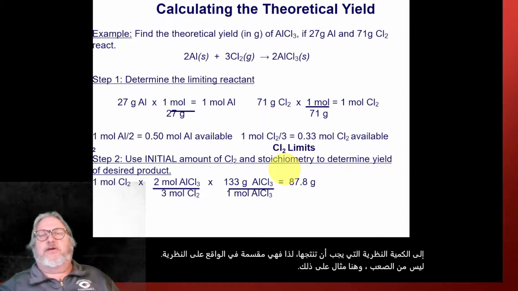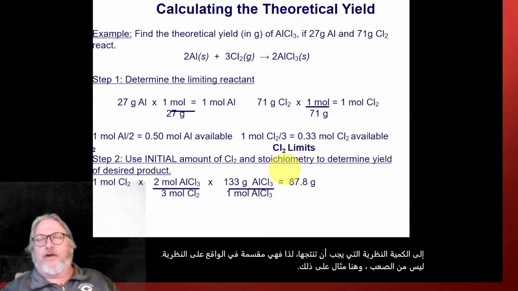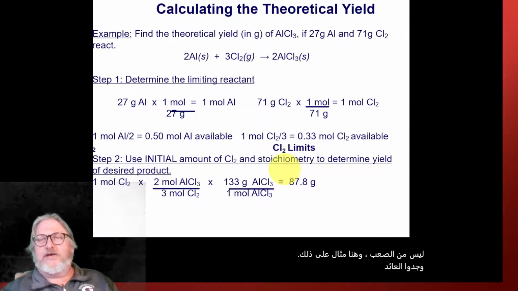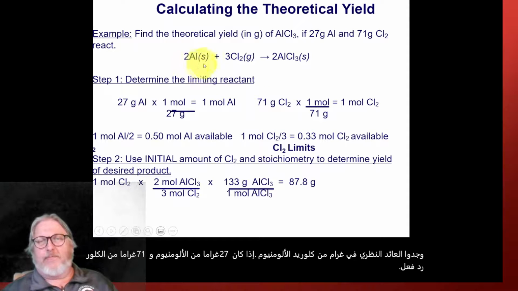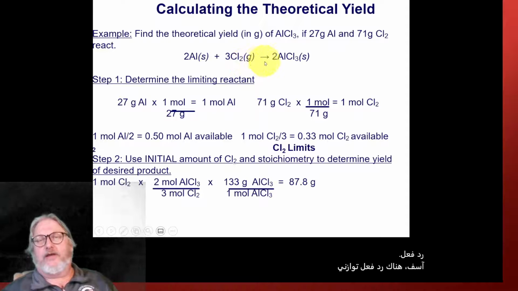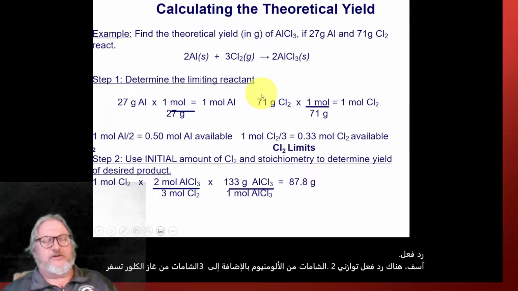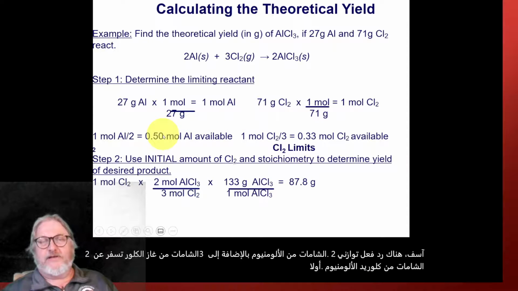Here's an example. Find the theoretical yield in grams of aluminum chloride if 27 grams of aluminum and 71 grams of chlorine react. And there's my balanced reaction: 2 moles of aluminum plus 3 moles of chlorine gas yields 2 moles of aluminum chloride. First of all, we've got to determine what the limiting reactant is. We'll use the method that we talked about in the last video.